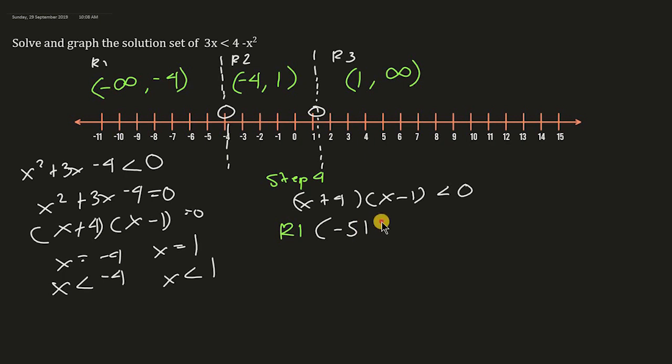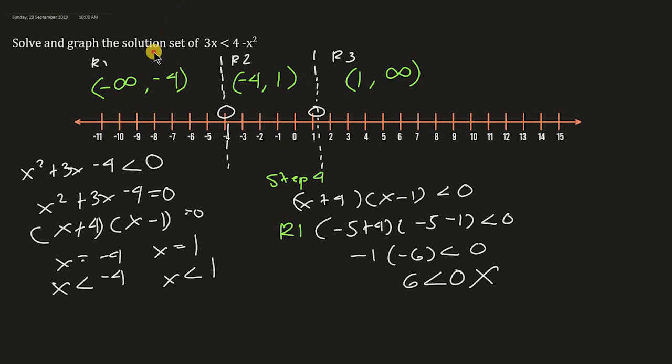That's negative 5 plus 4, negative 5 minus 1 is less than 0. So, simplifying that, negative 5 plus 4 is negative 1. Negative 5 minus 1 is negative 6. Less than 0. Negative 1 times negative 6 is positive 6. Positive 6 is less than 0. So, evaluating this, guys, 6 is less than 0. Tama ba? Mali. Halatang mas malaki yung 6 kaysa sa 0. Ibig sabihin, mali to. Region 1, hindi to solution set.